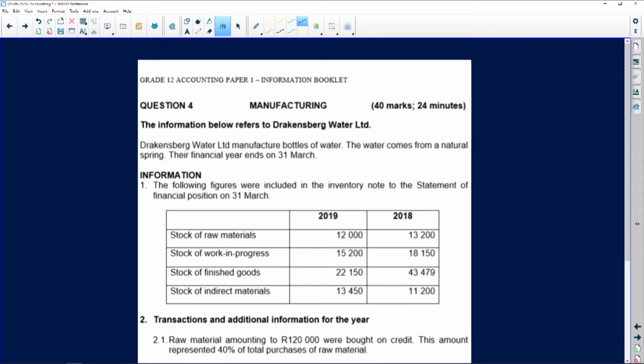So question 4, manufacturing. The information below relates to Drakensberg Water Limited. Drakensberg Water Limited manufactures bottles of water. The water comes from a natural spring. Their financial year ends on the 31st of March.